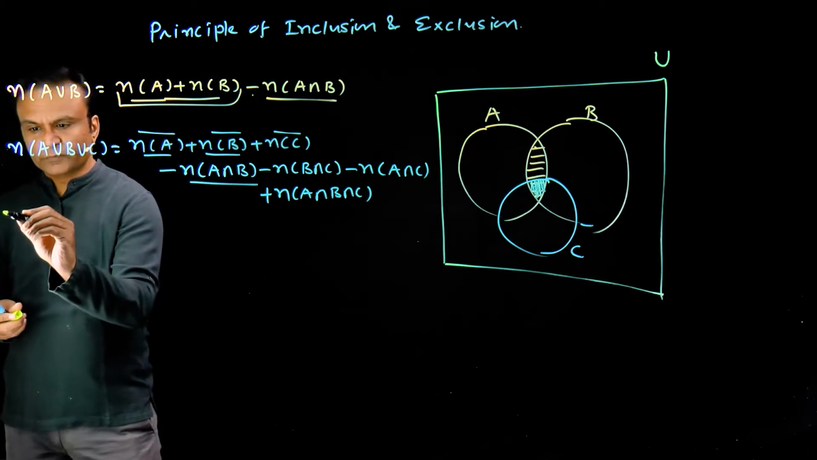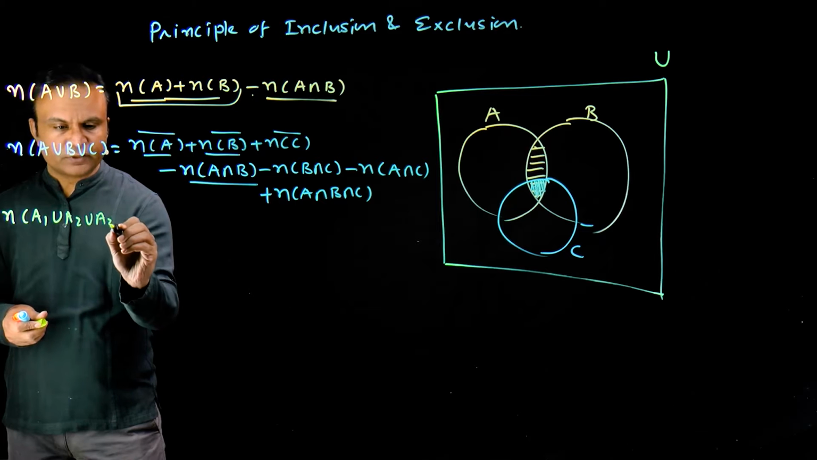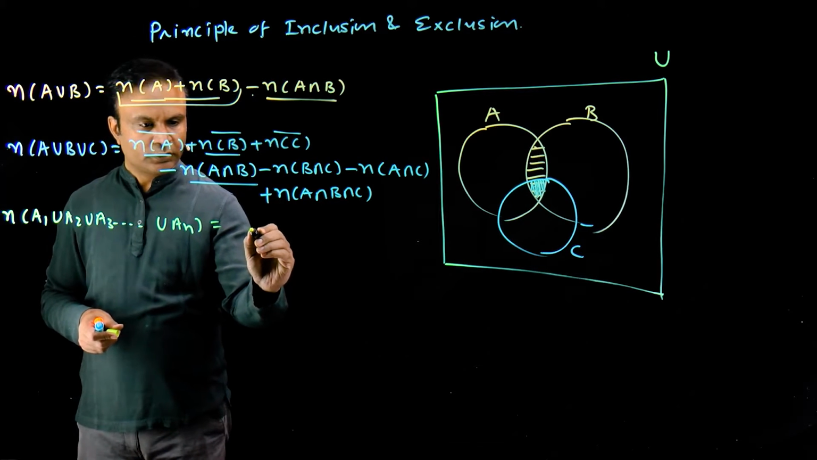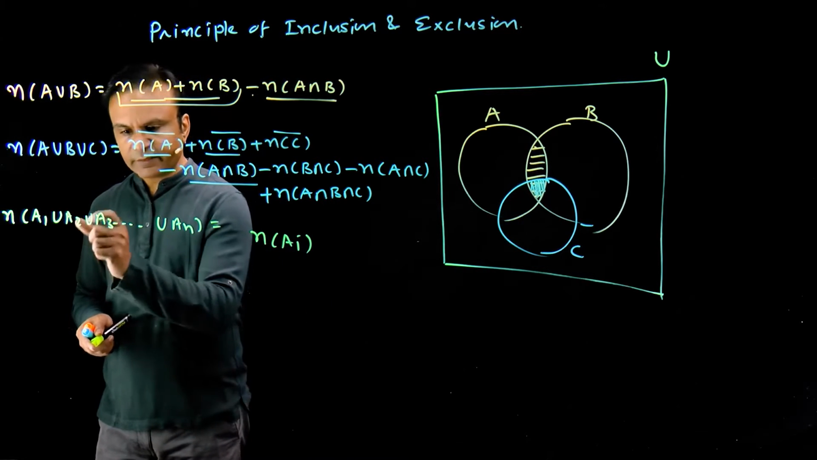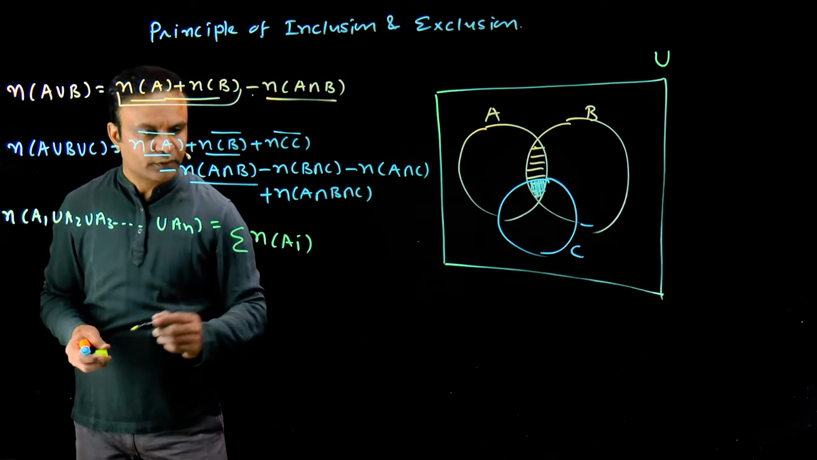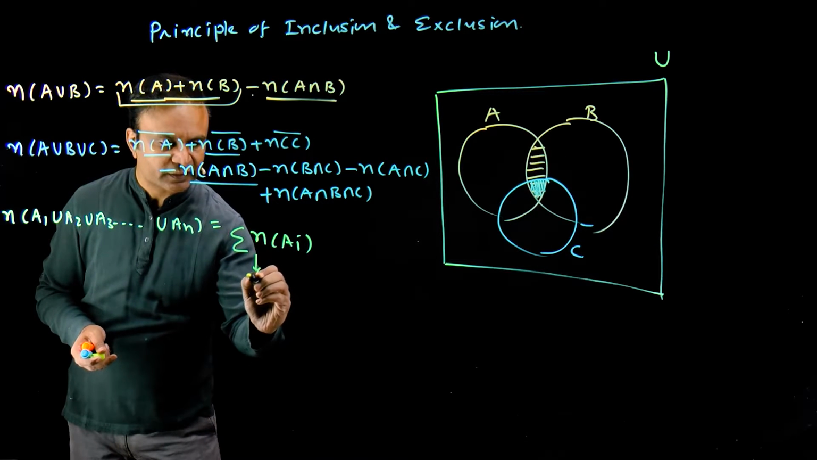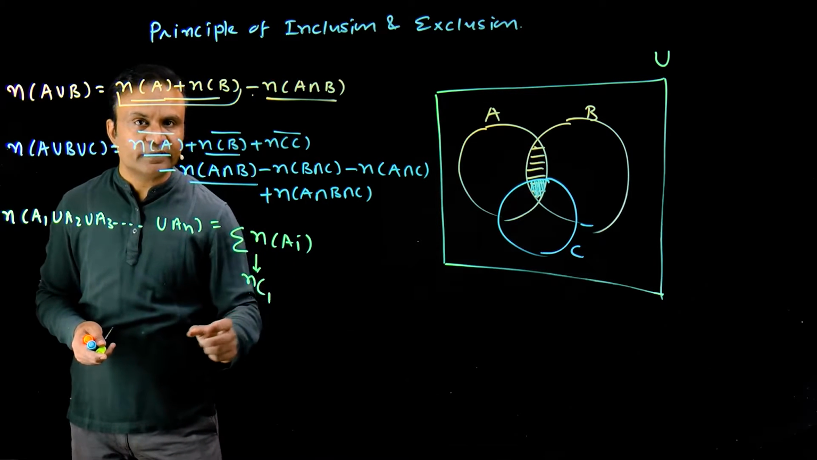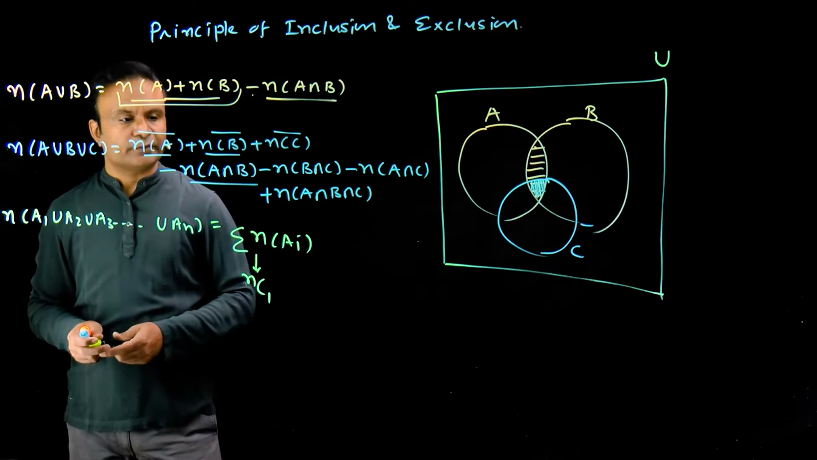So we have the number of elements in A1 union A2 union A3 up to union AN. This is equal to the sum of the number of elements in set AI. AI means any set A1, A2 or A3 up to AN. I am putting here sigma. Okay, how many terms will be there? There will be n terms, or we can say there will be NC1 terms. We will be adding the number of elements of single sets right from set A1 up to AN.